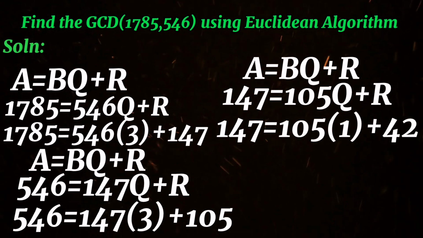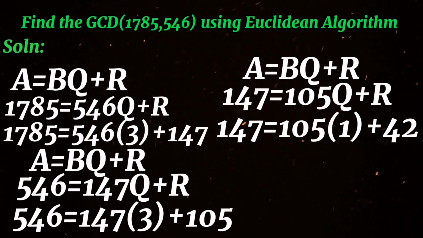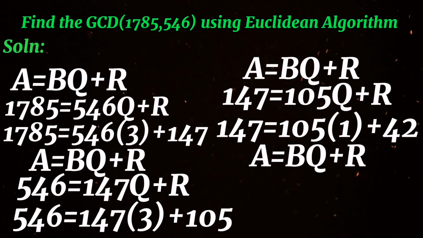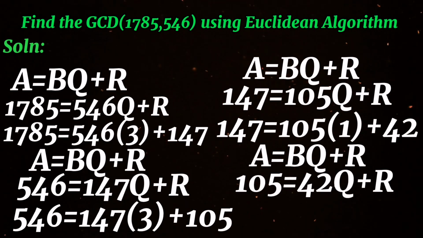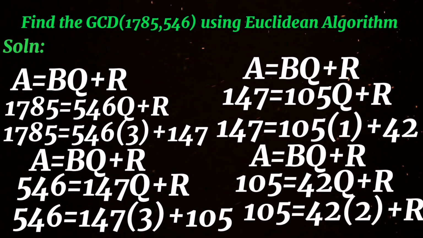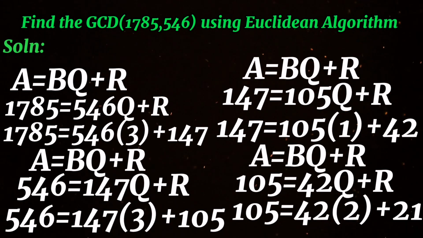Now, our b from this equation becomes our new a, and our remainder 42 becomes our new b. By stating that, it means we are going to have 105 is equal to 42q plus r. Now, how many times can we find 42 in 105? We can only find 42 2 times in 105. So we are going to have 105 is equal to 42 times 2 plus r. But when we find 42 2 times in 105, what is going to be our remainder? Our remainder is going to be equal to 21. So now our remainder is equal to 21, whilst our quotient is equal to 2.